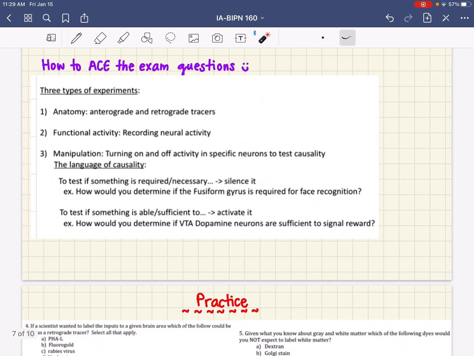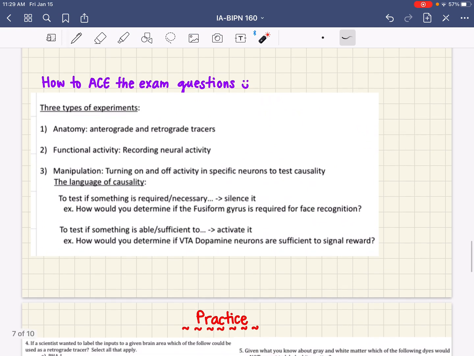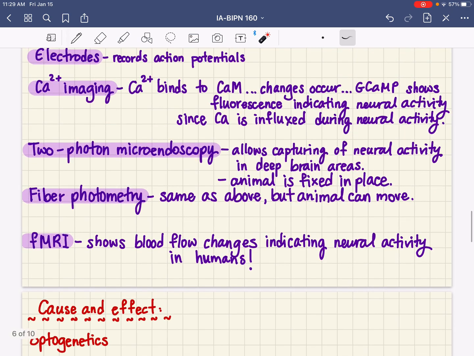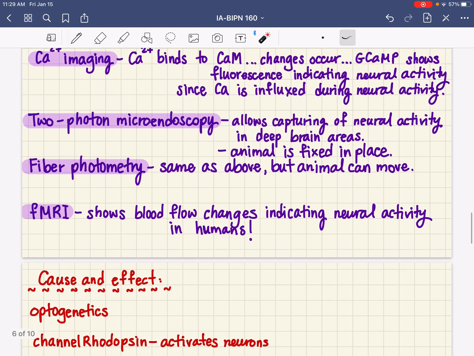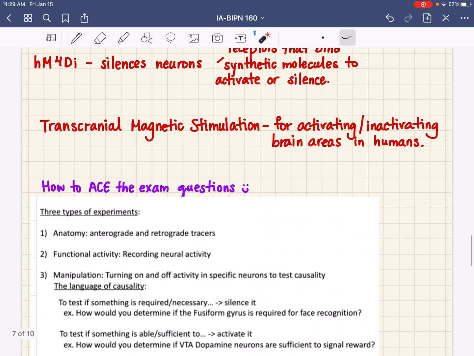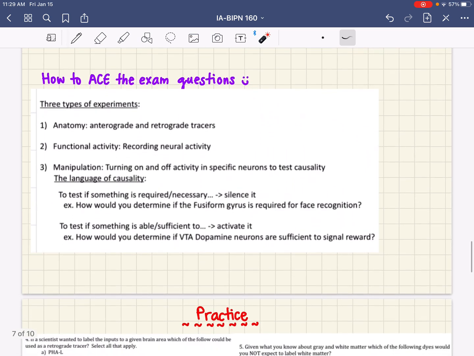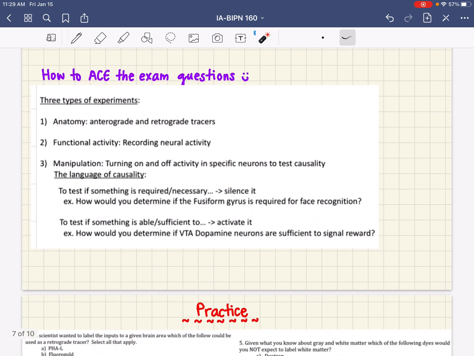And then you can follow those reporter proteins to see where they end up. Okay, functional activity is found by recording neural activity. For example, electrodes, calcium imaging, two-photon microendoscopy, and, I believe, fiber photometry for mice and other animals, and then fMRI for humans. And the third experiment is manipulation.